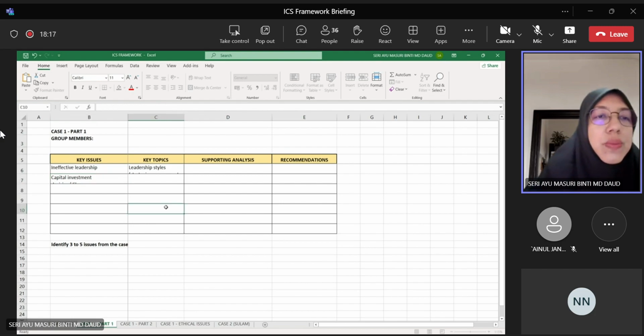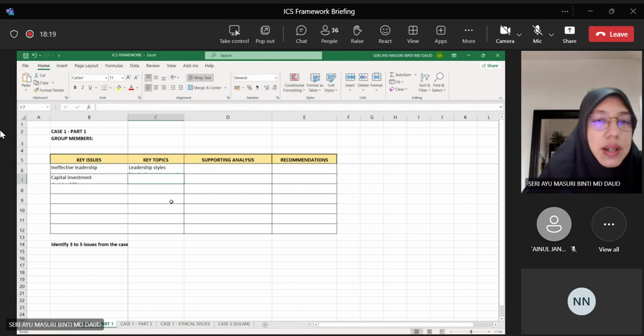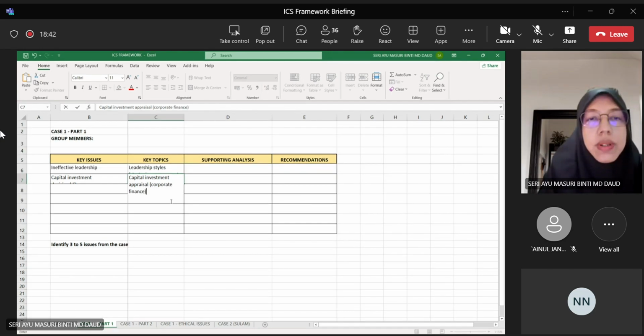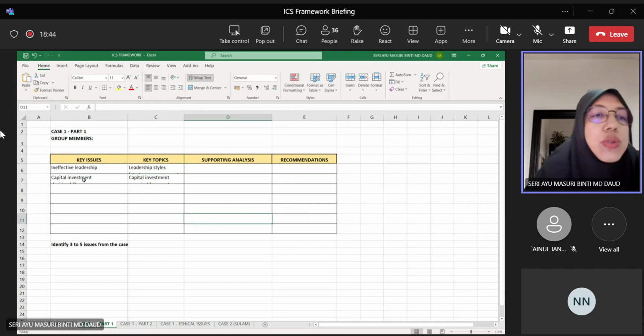For this one, this will fall under financial management or corporate finance. Or if you want to be more specific, you can put capital investment appraisal, because you learn this, right? Capital investment appraisal in corporate finance, for example. Or you can say financial management, it doesn't matter. Okay, alright. So let's say there are just these two issues.